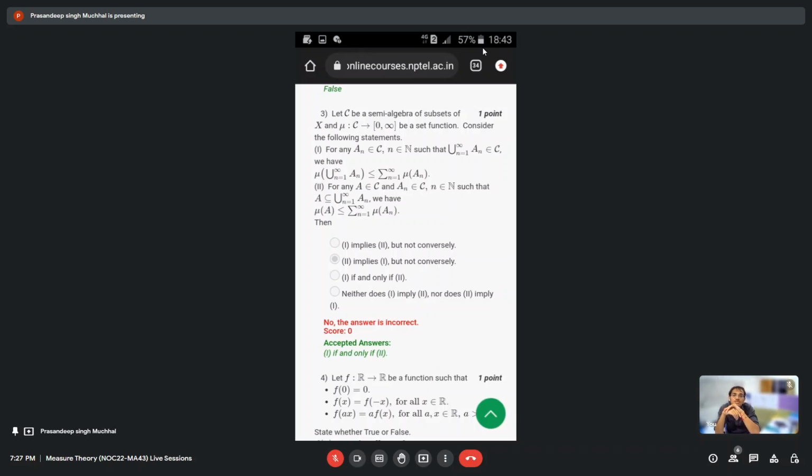So, okay, this also may not be correct because we have not been given that mu is finitely additive, right? If mu were finitely additive, then one implies two would hold. Otherwise, it would not. Yes, sir.